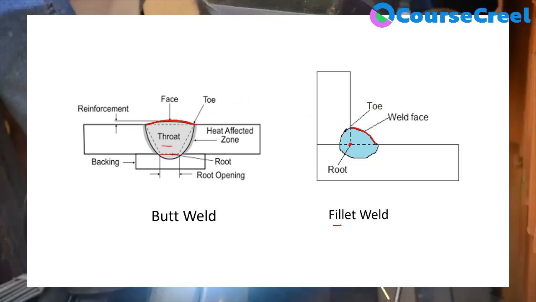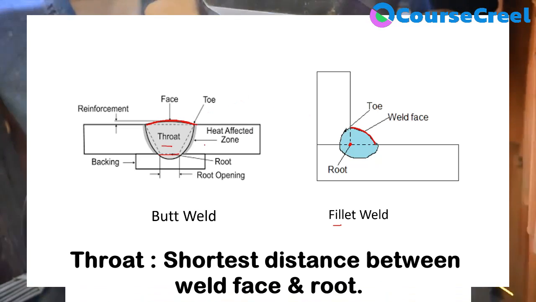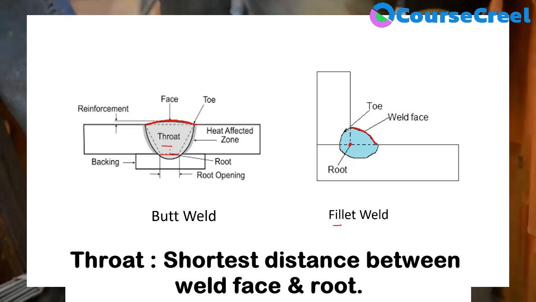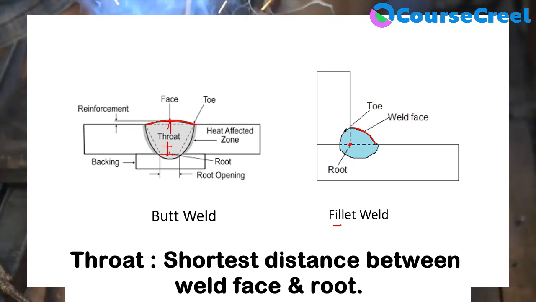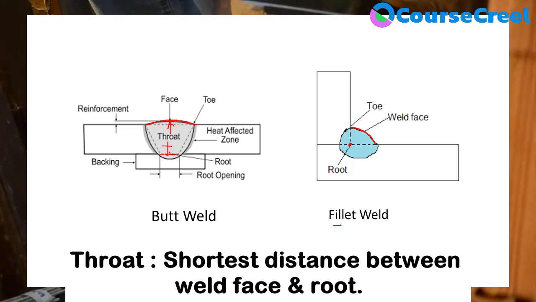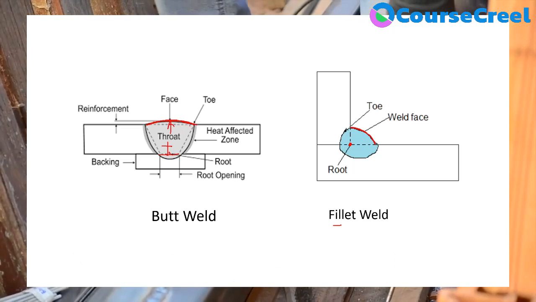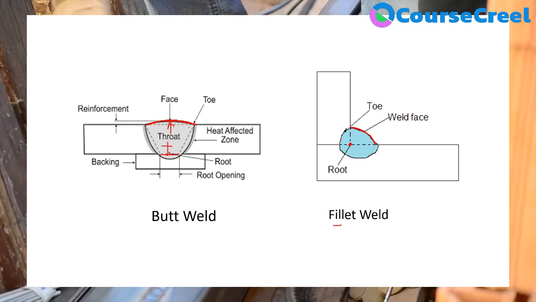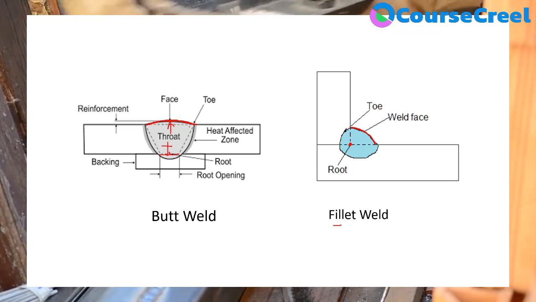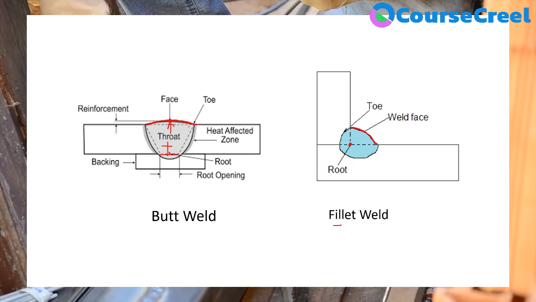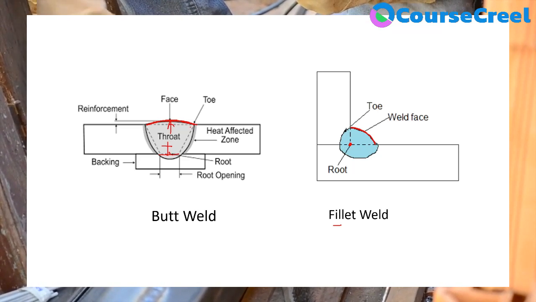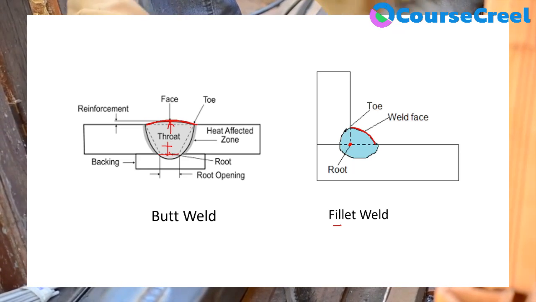Now the next term you can see is the throat. The throat is the shortest distance between the weld face and the root. So this distance from here to here, this total distance, we can define as the throat. One more point you have to remember, related to the throat: the throat is the weakest point of the weld. In the case of a fillet weld mostly, the throat is the weakest point of the fillet weld.